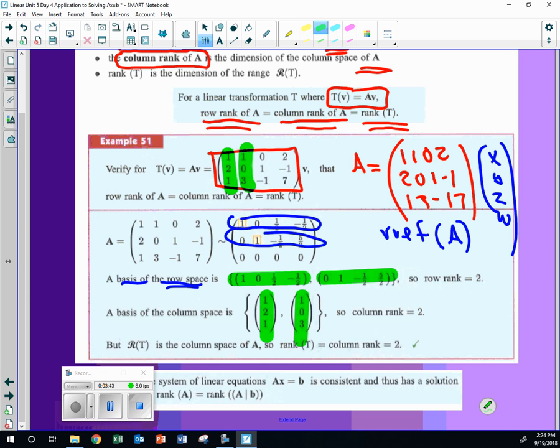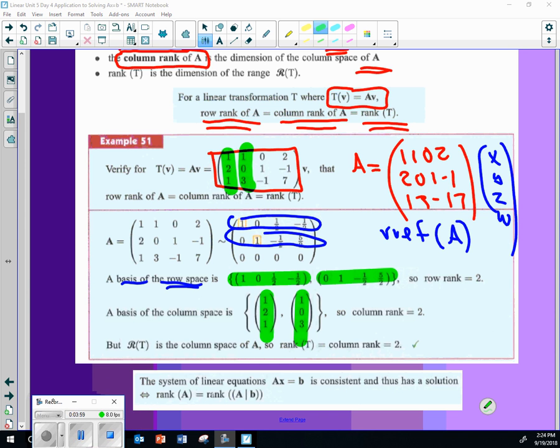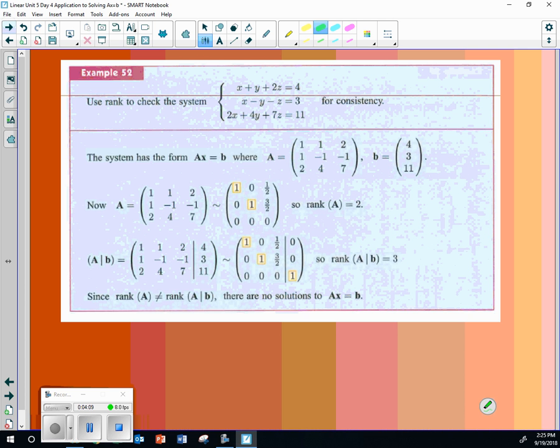So then it says the range of the column space of A, so the rank must be equal to 2 as well. So the range, rank T is going to be equal to 2. That's how that part worked. And they were saying the system of linear equations, AX equals B, the rank is equal to the transformed rank. And that's something we're going to see next.